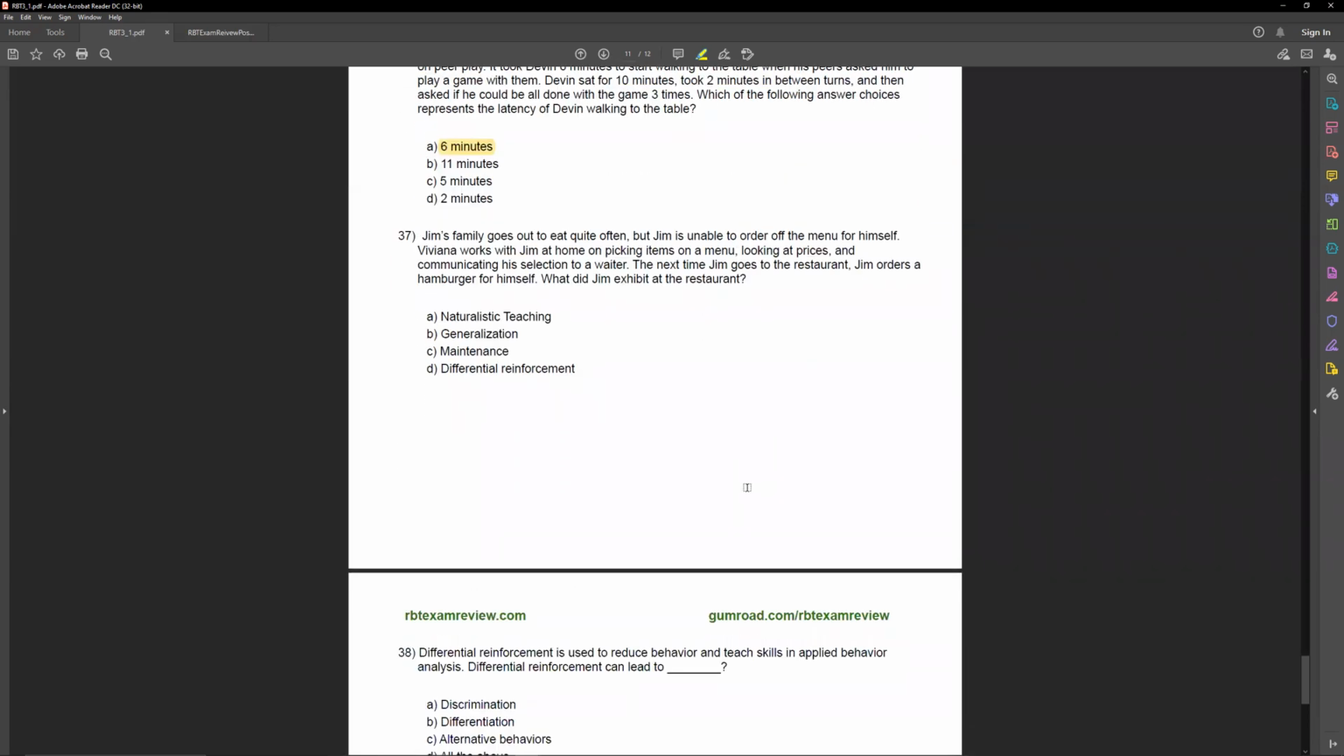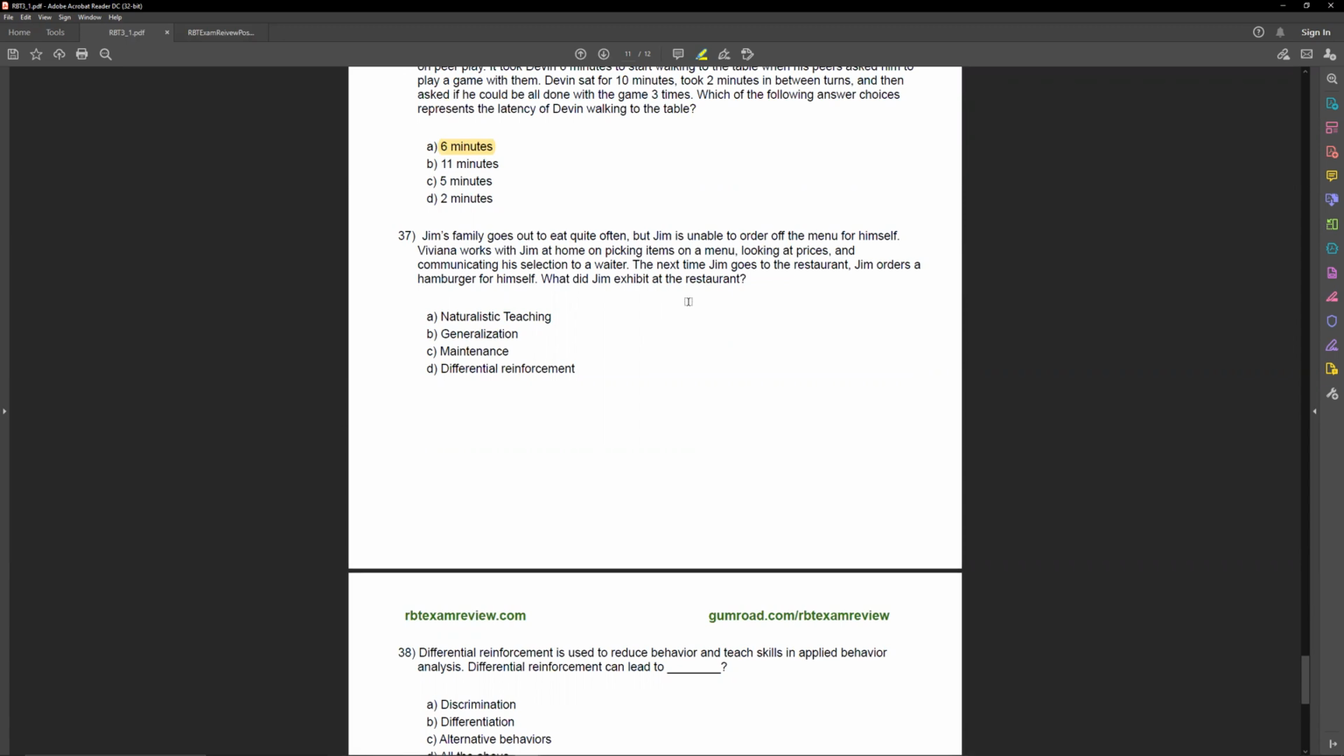37. Jim's family goes out to eat quite often, but Jim is unable to order off the menu for himself. Viviana works with Jim at home on picking items on the menu, looking at prices and communicating his selection to a waiter. Next time Jim goes to the restaurant, Jim orders a hamburger for himself. What did Jim exhibit at the restaurant? Okay, seems like it was successful. Viviana was contriving scenarios, right, of Jim being at a restaurant, ordering from the menu, picking items, communicating a selection. Jim goes to the restaurant, Jim's able to do it. That's awesome. What did Jim exhibit?